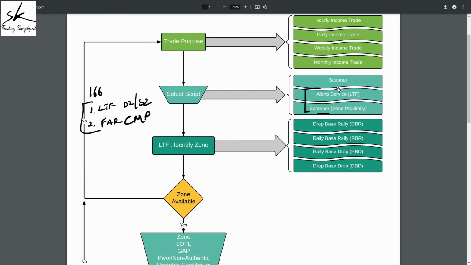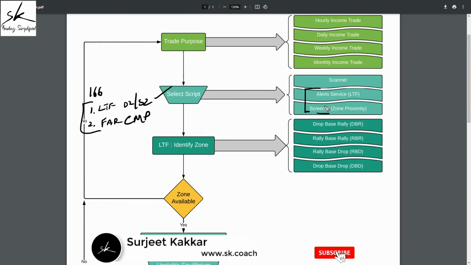Both of them are based on demand supply zones. So challenge number one is taken care. In the case of alerts, you get the notification as soon as the zone gets formed, so your current market price will always be close to the zone. And similarly in screener, you can define your proximity based on percentage, so it will always be within that range when it gets shortlisted for you. And again, are these tools mandatory?